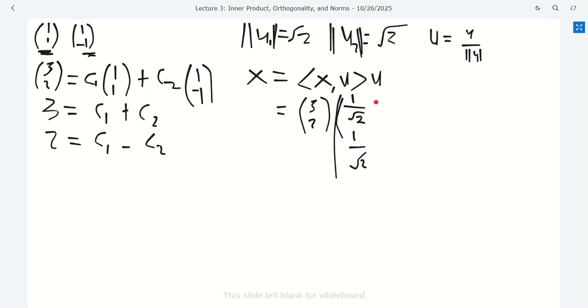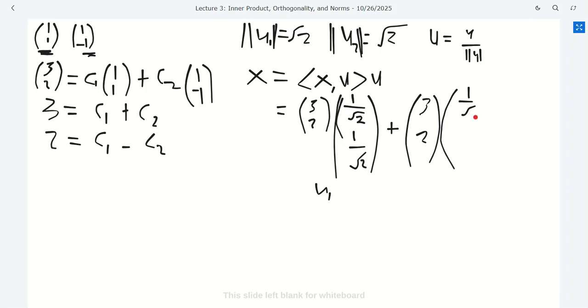Sorry, forgive us. Our writing part will come very soon. So this is for the U1. Then plus we do for the U2, which is also the same thing. 3, 2, then we have, if you look at it, that one is 1, so it's going to be 1 divided by root 2. Here is negative 1. Negative 1 divided by root 2. You have this.